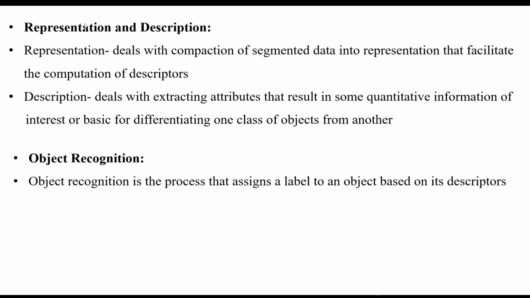And next, object recognition. You already know about object recognition. We are going to recognize by giving a label to the particular image. Object recognition is a process that assigns a label to an object based on its descriptors. Based on its description, we are going to give a label to a particular image. That is called object recognition.